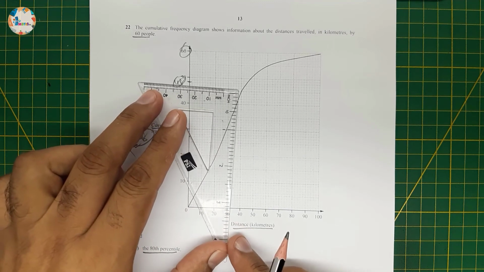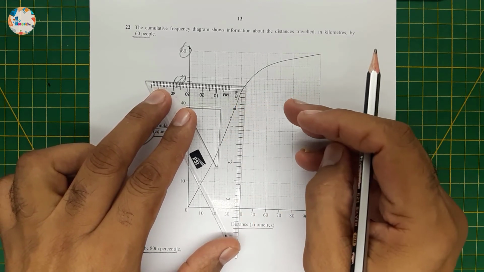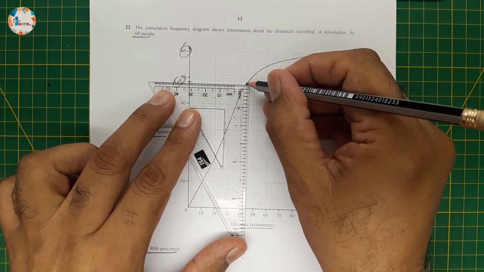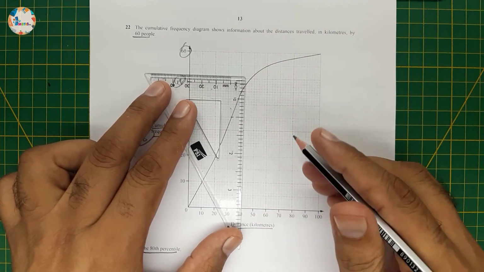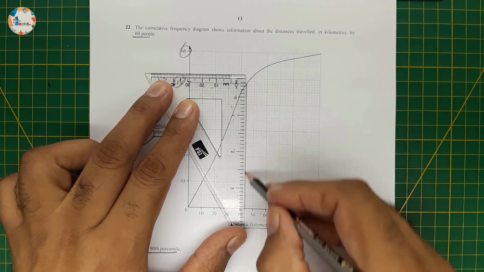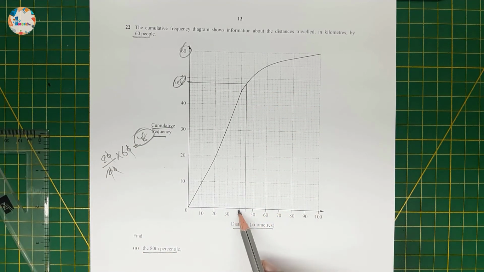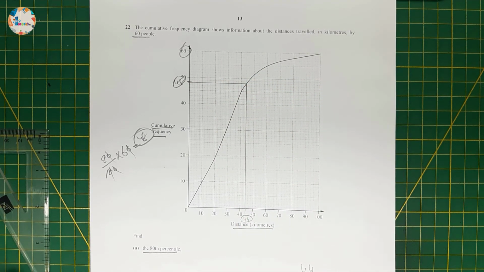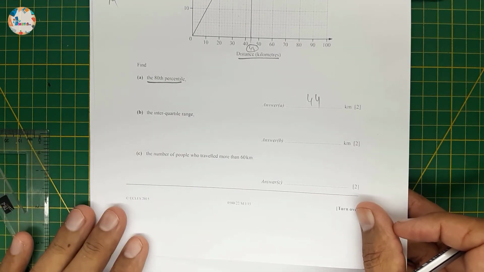So we can go to this location, and the reference we can check will be here, and this side gives the reference as 44. So we can give the answer as 44, so this will be 44 kilometers. You can check this reference. This is the 44 value. Part B is the interquartile range.